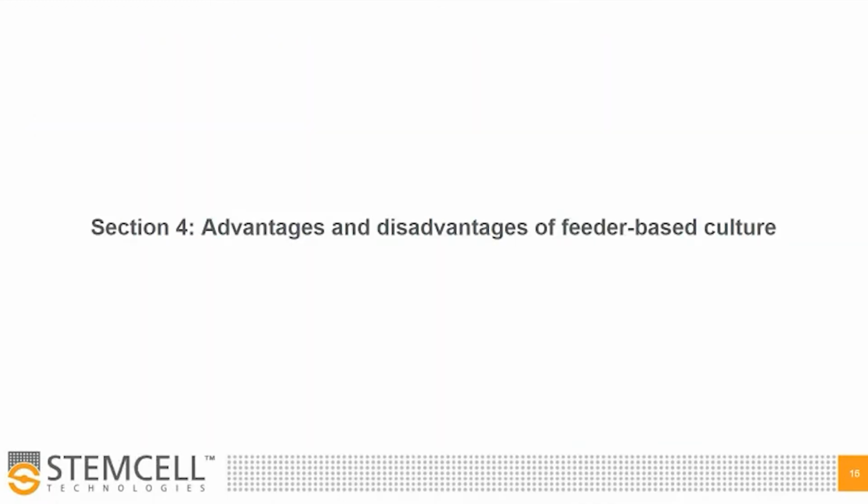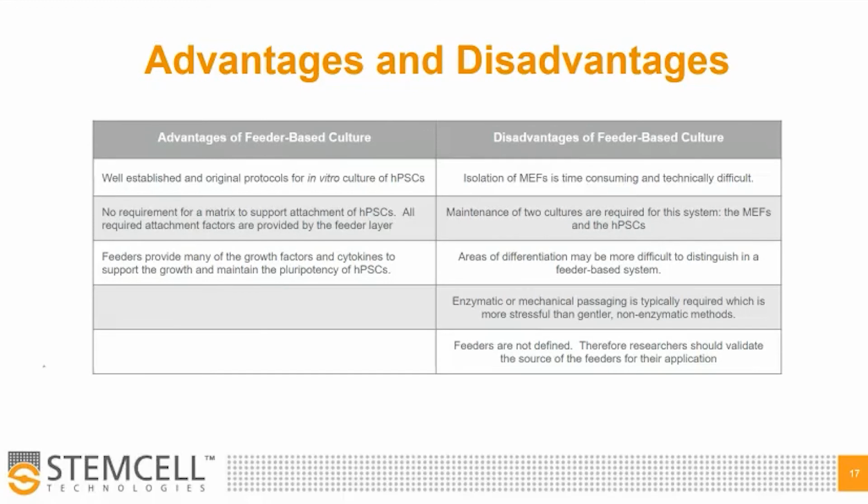Section 4. Advantages and disadvantages of feeder-based culture. There are some advantages to feeder-based HPSC culture, although the majority of researchers now prefer using more defined feeder-free systems. Some advantages are as follows. There are well-established protocols, and the original protocols for the in vitro culture of HPSCs were on feeders. There is no requirement for a matrix to support attachment of the HPSCs. The required attachment factors will be provided by the feeder layer. The feeders will supply additional growth factors and cytokines to support the growth and maintain the pluripotency of HPSCs.